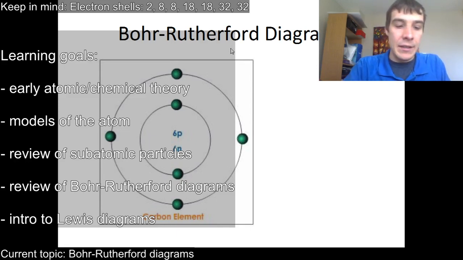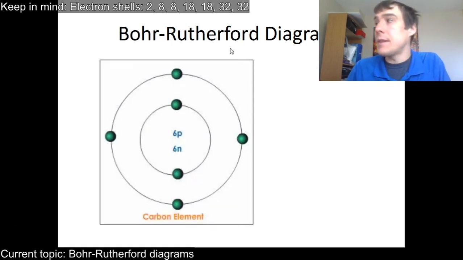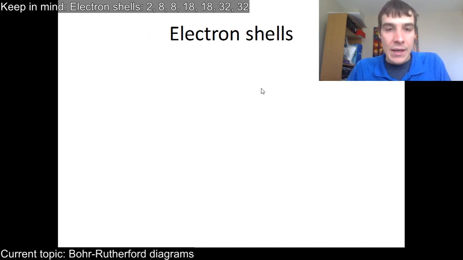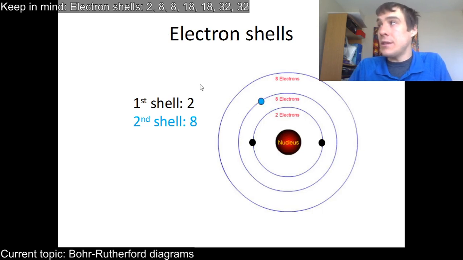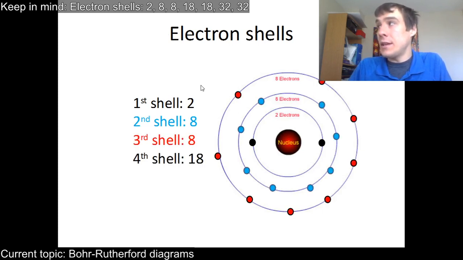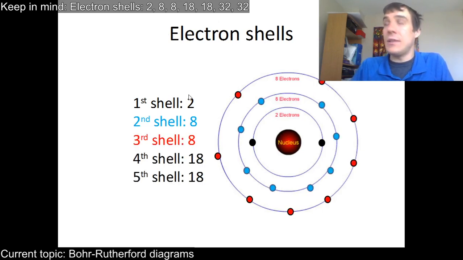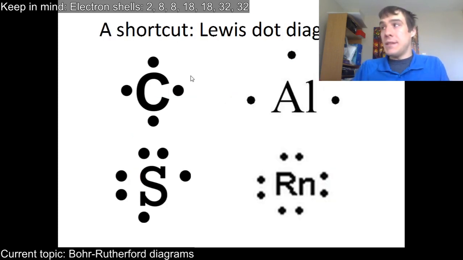Here's what they look like. Take away that. There's 2 in the first shell. There would be 8 in this shell, but carbon only has 6 protons, so there's 6 electrons to put in. So the 4 in this shell is it. Electron shells are important. The first shell has 2, second shell has 8, third shell has 8, then 18, 18, and then 32, 32. Too much to really talk about. But there is this shortcut, which is called Lewis diagrams.